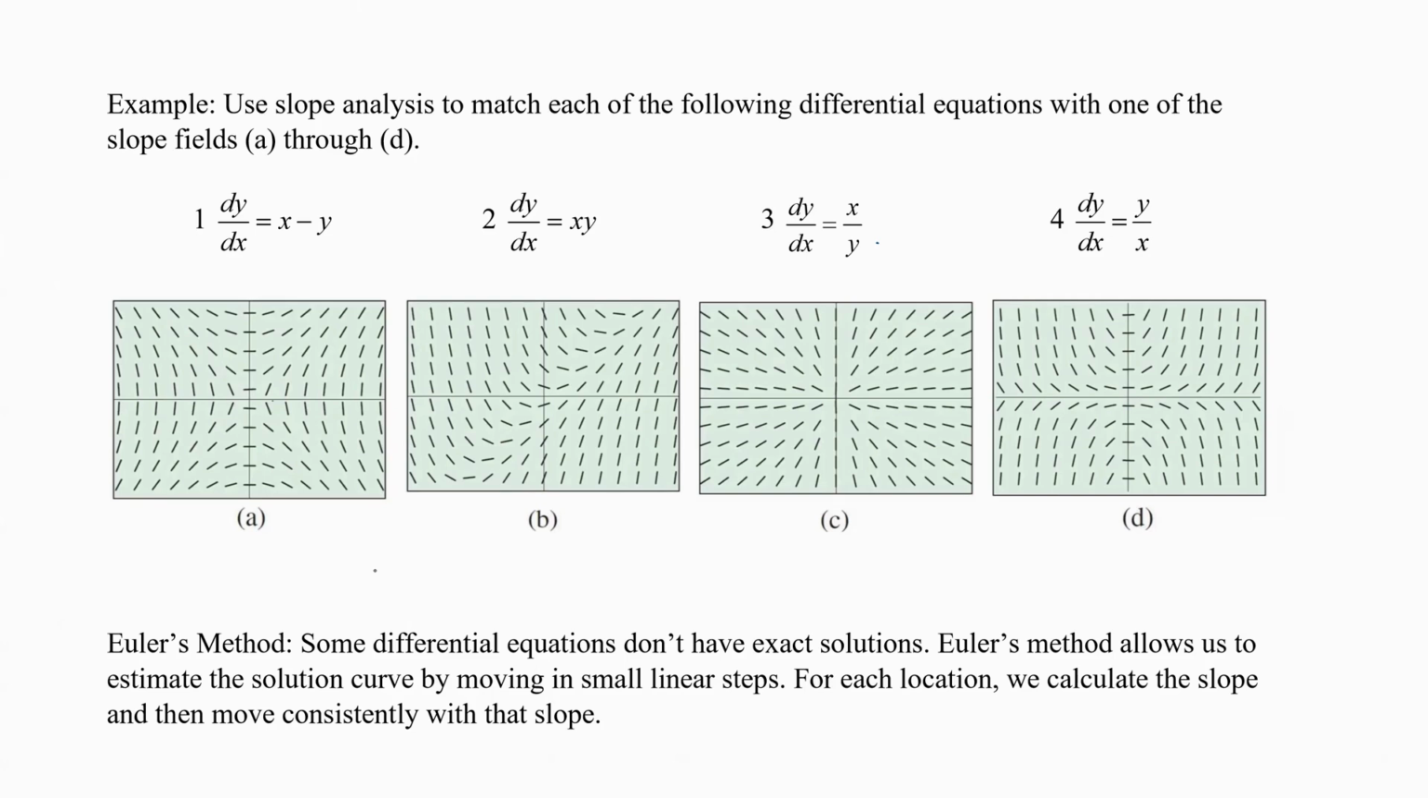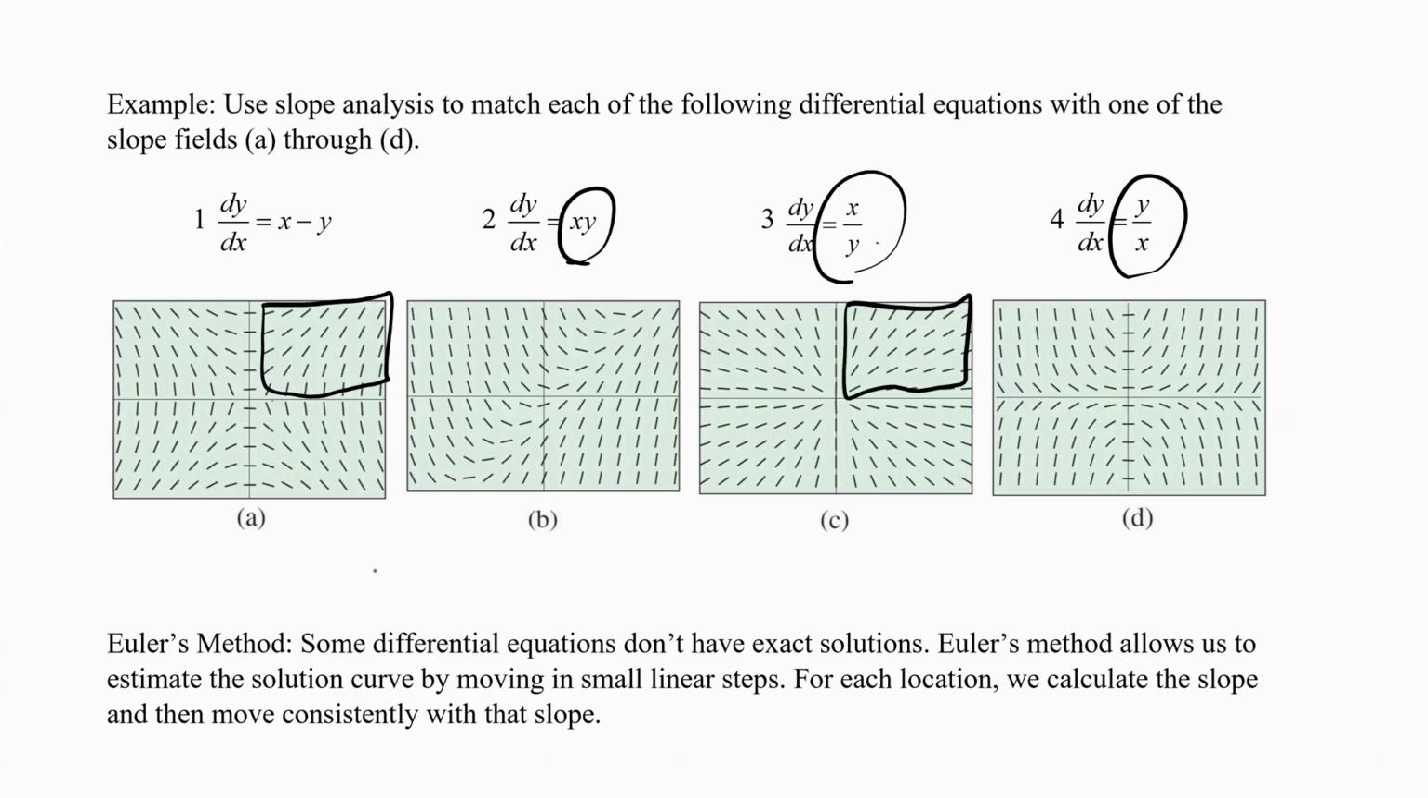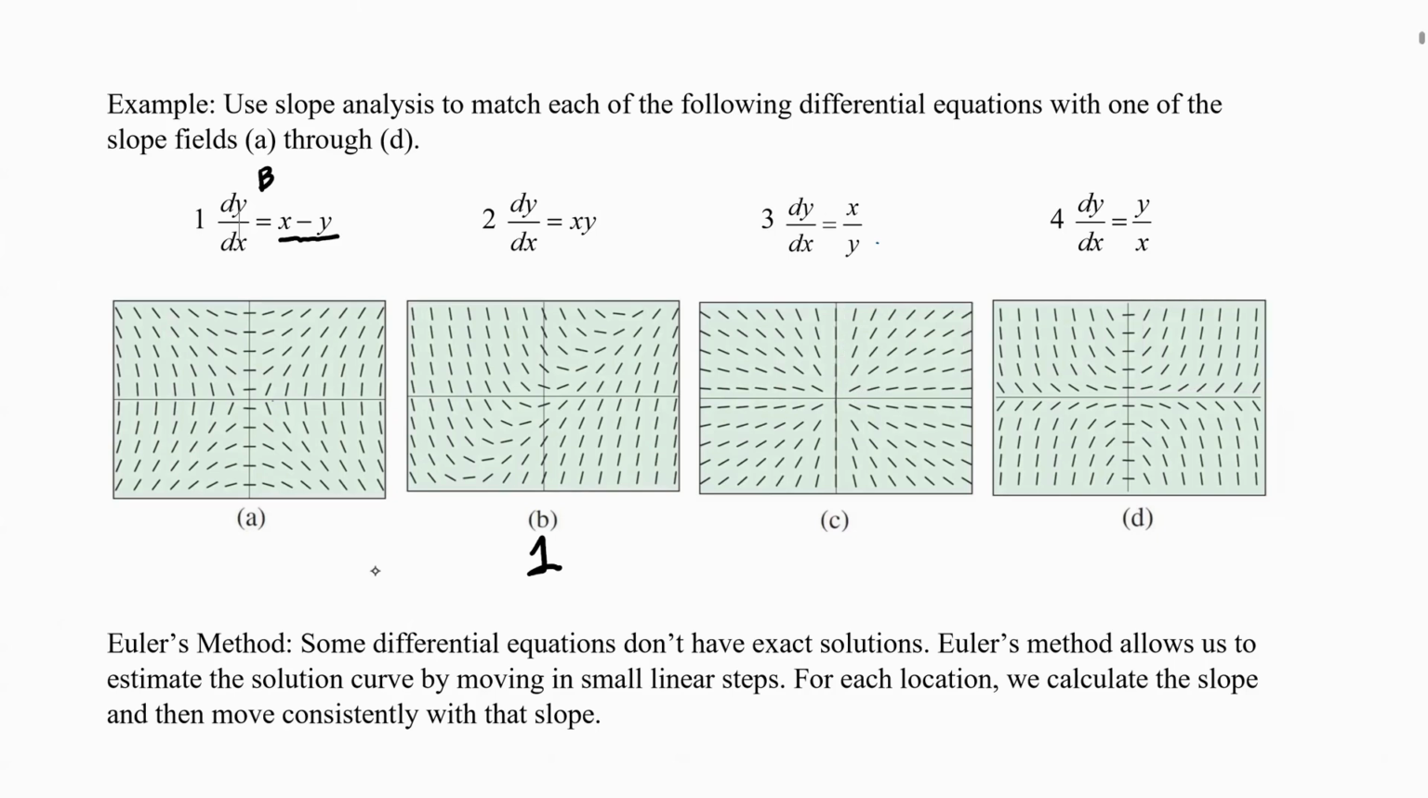One, all three of these have x and y being either multiplied or divided, which means when x and y are both positive, it's going to only produce positive values. And we can see in here and here and here only positive slope values. This one has a combination of positive and negative in the first quadrant where x and y are both positive. And this differential equation is the only one that has the ability to produce negative slope values in the first quadrant. I am going to declare, therefore, that graph B and differential equation A or 1 are matching.